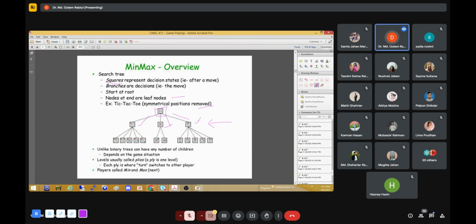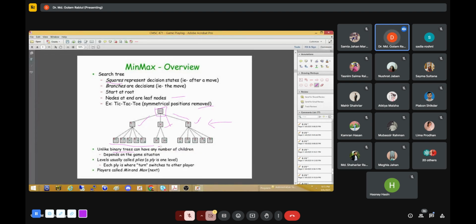And these trees are unlike binary trees. Why? Because in a binary tree, the maximum number of branches for every node is 2. But this is not a binary tree, so it depends on the game situation. From the first move, we can get 3 branches, but in the second move, we can see 1, 2, 3, 4, 5, a total of 5 possible moves.